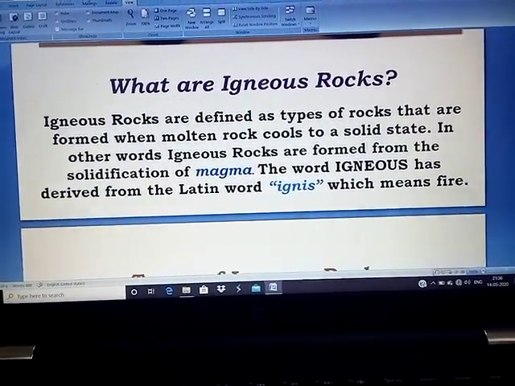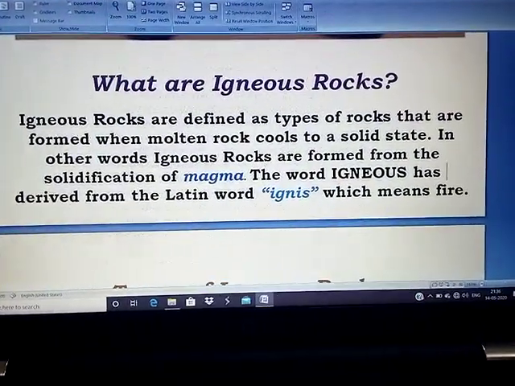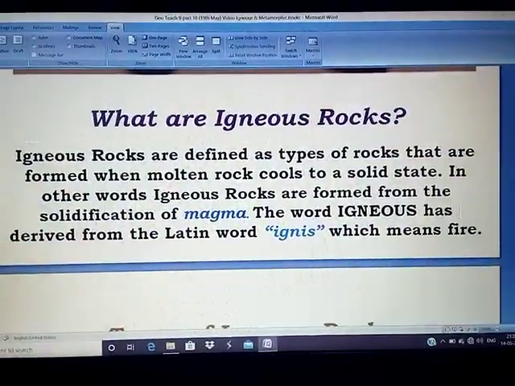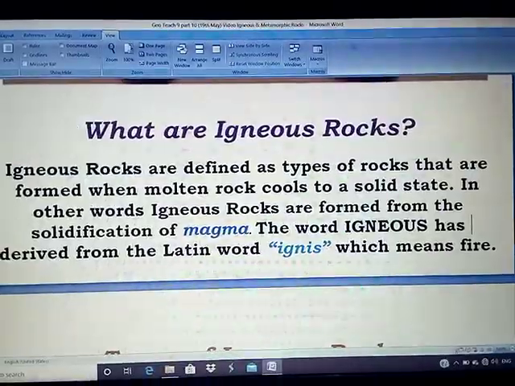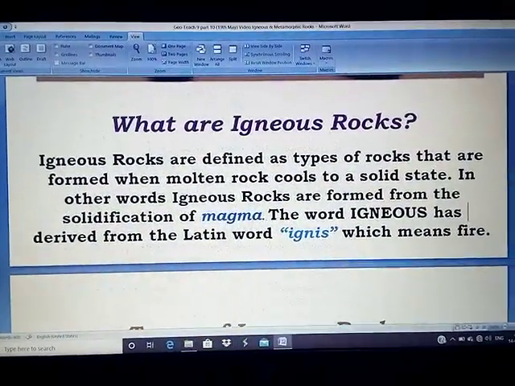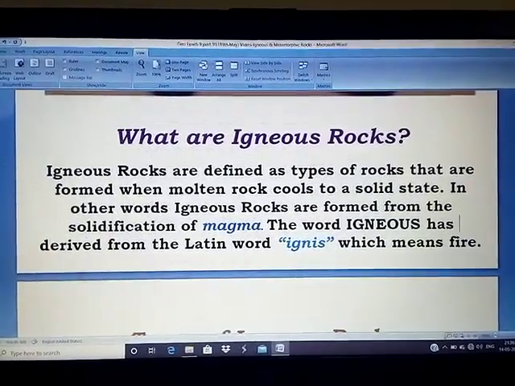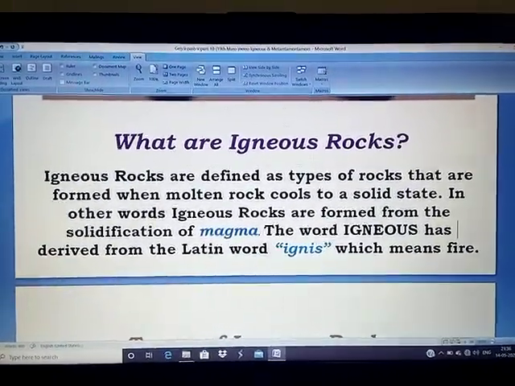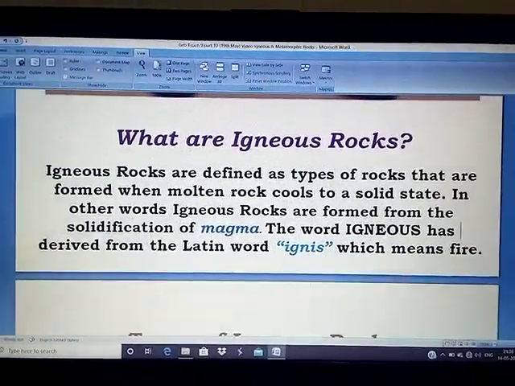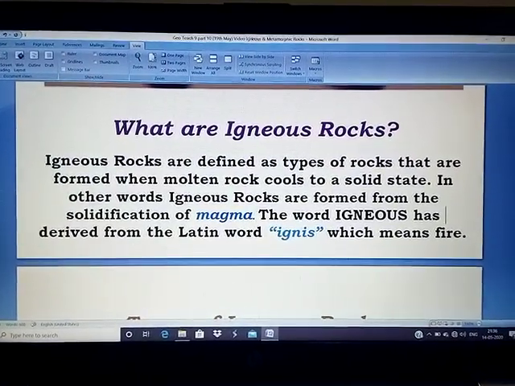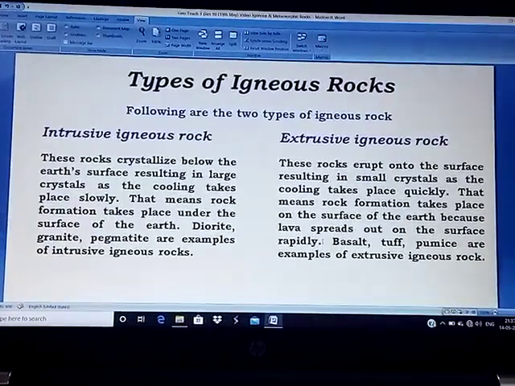The word igneous is derived from the Latin word ignis, which means fire. In India, it also has a synonymous term called agni. Okay, so ignis means fire, agni also means fire. So ultimately we can conclude that igneous rocks have been formed due to the activity of fire or volcanoes. Igneous rocks are of two types.